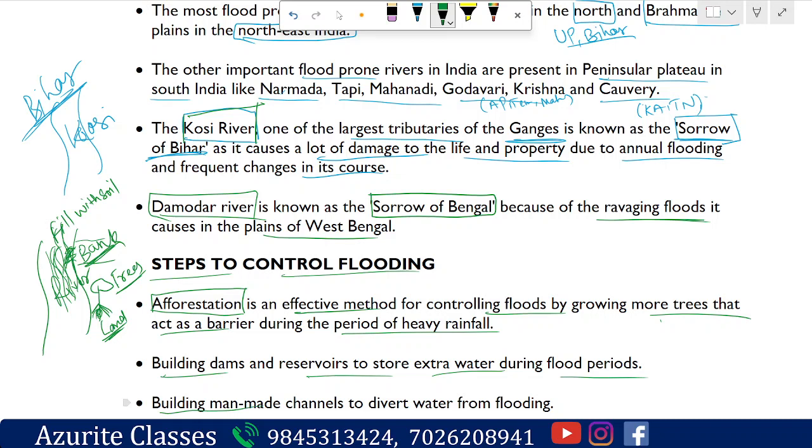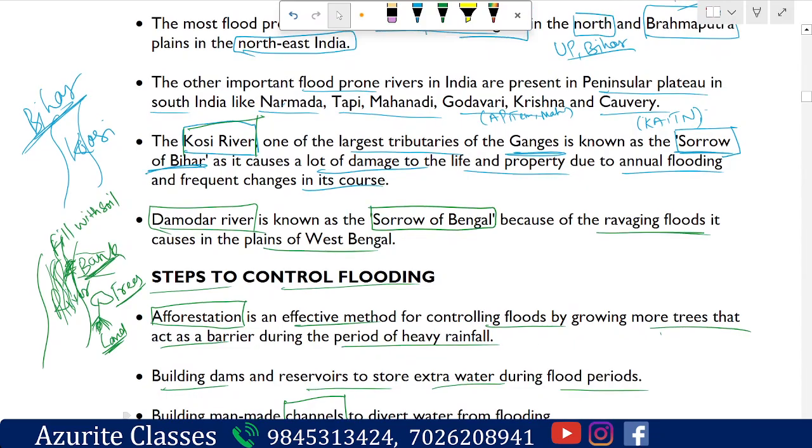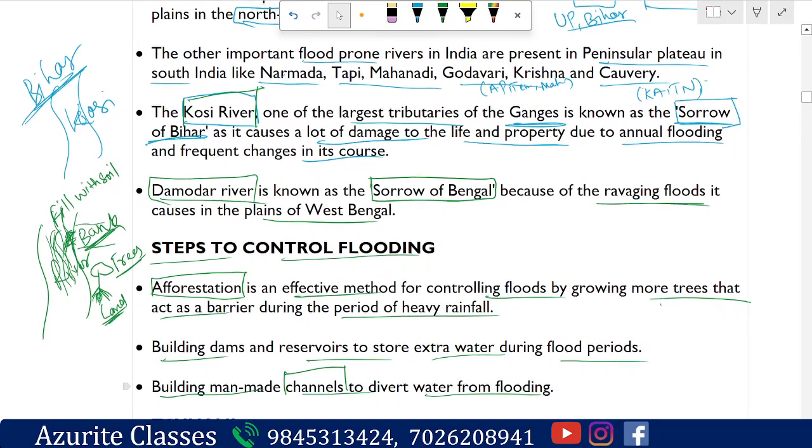Next, building man-made channels to divert water from flooding. You may have seen the drainage system, the nali system, right? What will happen if they get choked? There will be no way for water to go. That water will come up on the road, isn't it? If the drainage systems are proper, the water will flow out, right? So proper channels of drainage should be there to remove the excess water. Got it? Good. So that will prevent the flooding. Understand? Any doubt in flooding? No doubt? It is easy, isn't it?